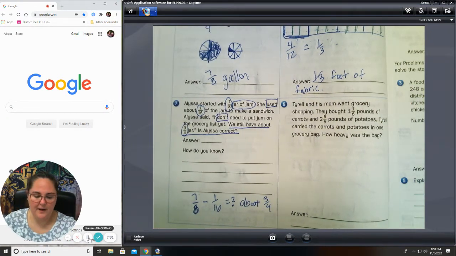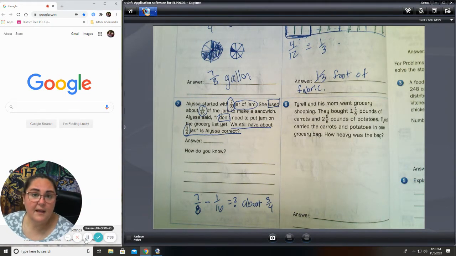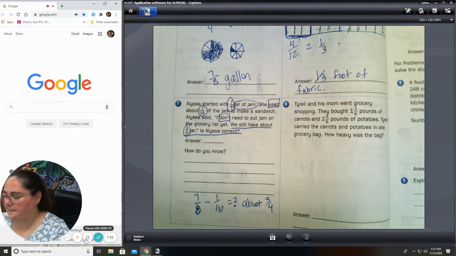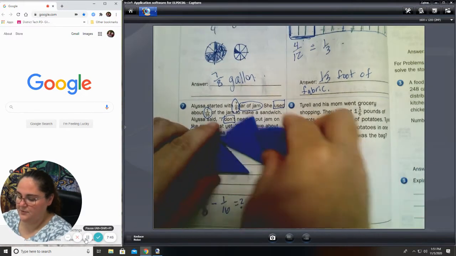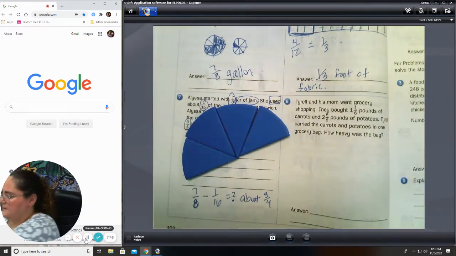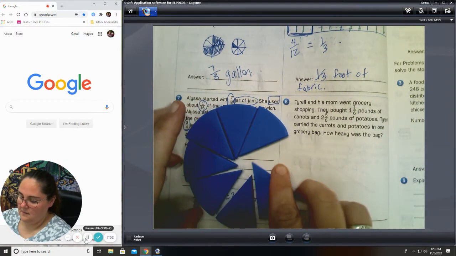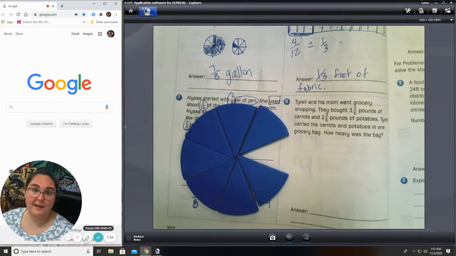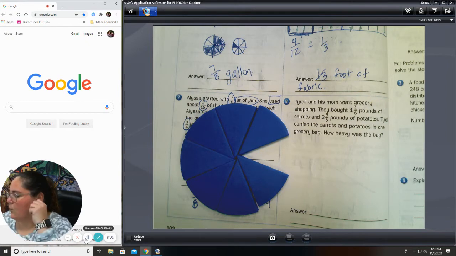Okay. Figure out this problem. Do you think she is right or do you think she is wrong? If you said she was right, you're correct. Let's see. All right, 7/8. All right, here are my eighths. 1, 2, 3, 4, 5, 6, 7. That's definitely more than a half. And it's definitely more than 3/4. Then we're going to take away 1/16.